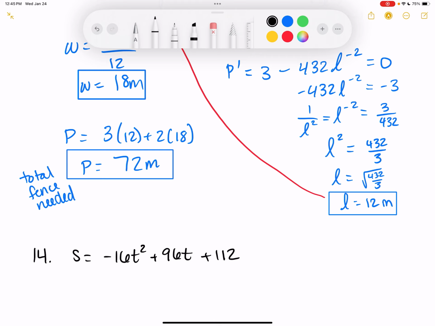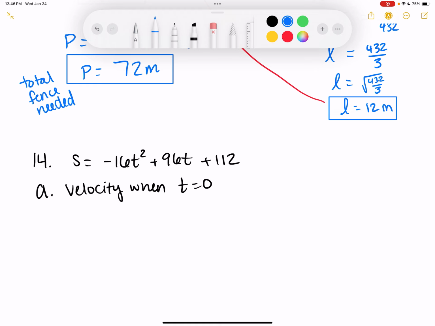Find the object's velocity when T is equal to 0. So that's going to be the first thing, part A: velocity when T is equal to 0. It's basically initial velocity. Then part B, the max height and when it occurred. And then lastly, the velocity when S is 0. So when the position is 0, what is the velocity?